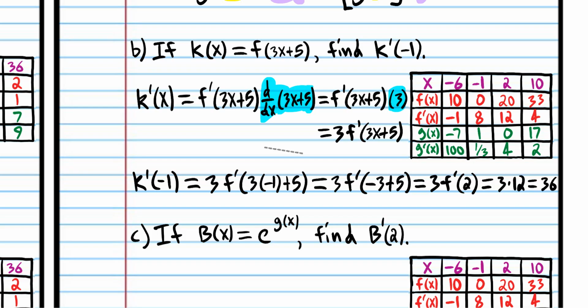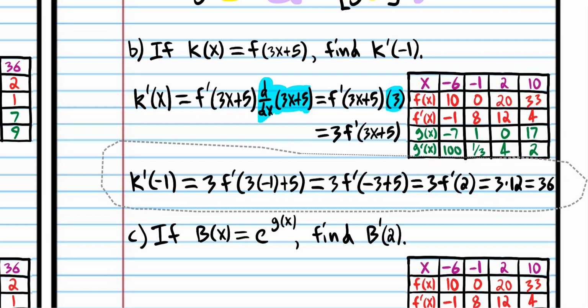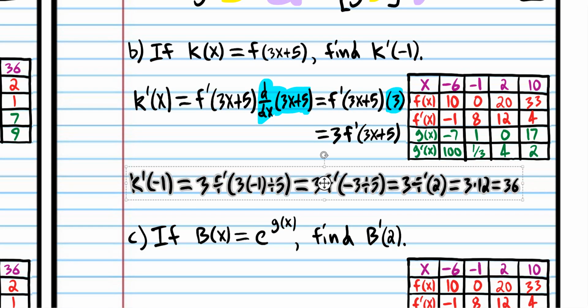So there's another problem where we had to find the derivative of a composite function. A composite function is just an expression where you have one function inside another function. So we got 36.